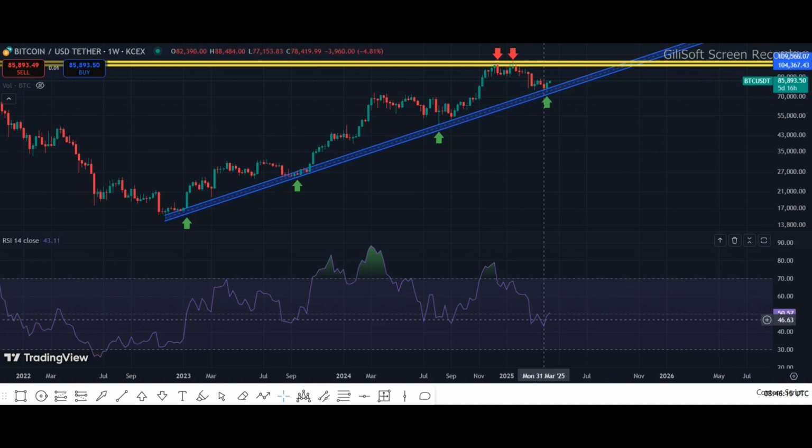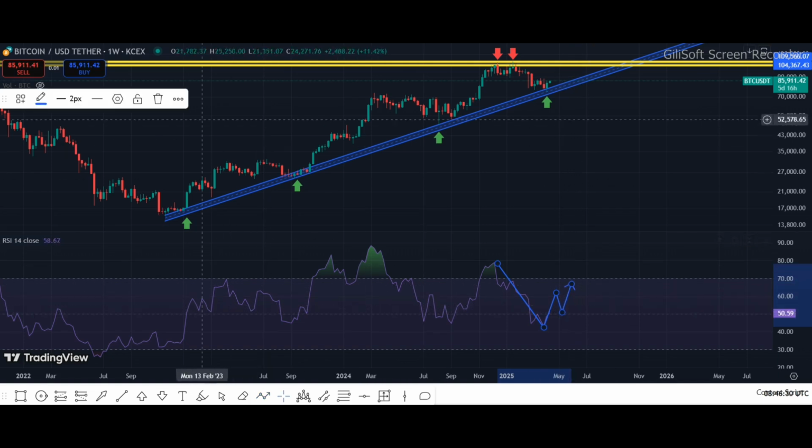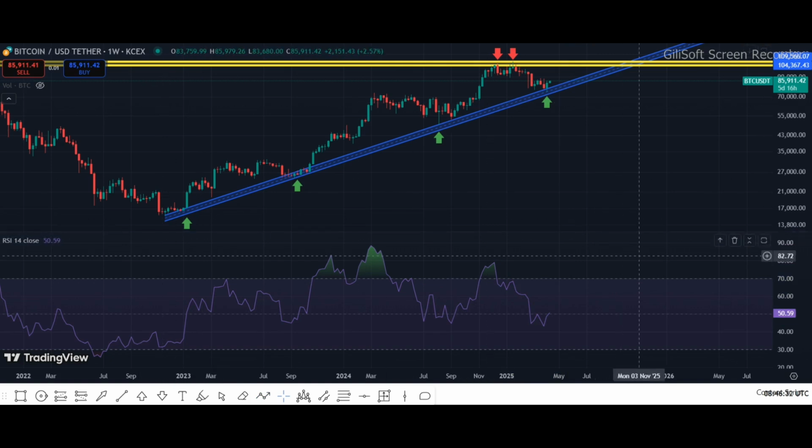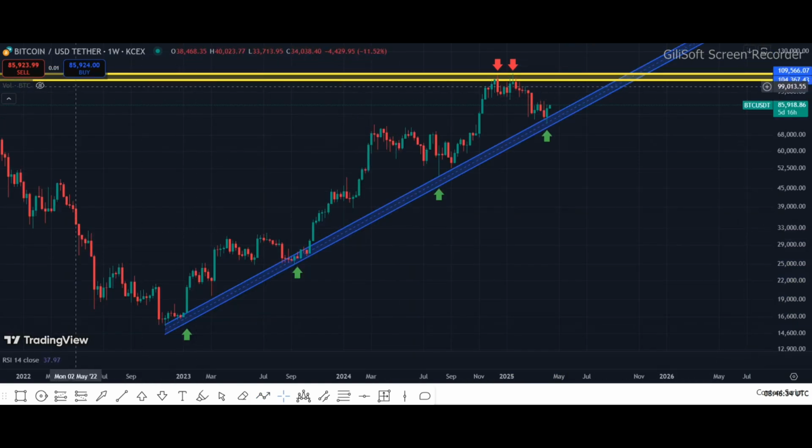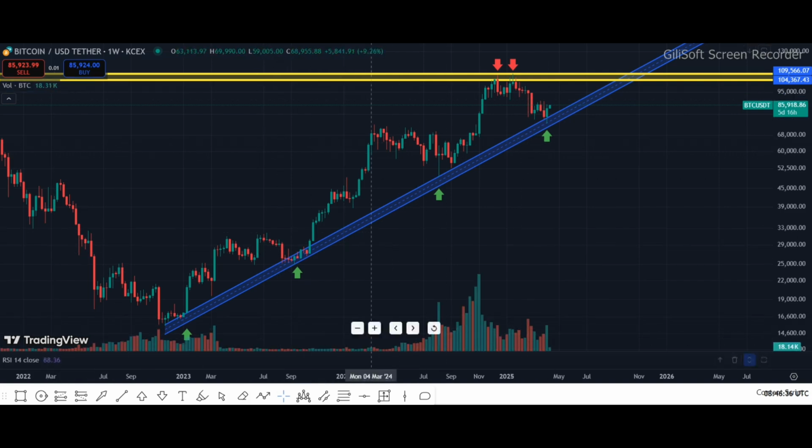RSI doesn't give us any interesting data. We can only understand that Bitcoin's negative correction is coming to an end. But it hasn't reached enough volume yet for us to know that Bitcoin is going to take off.